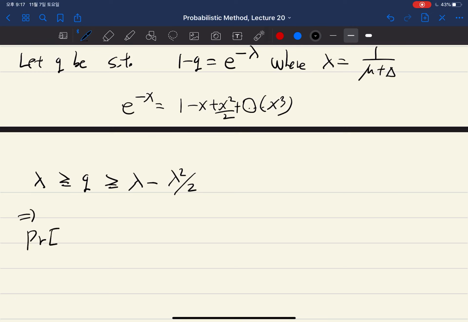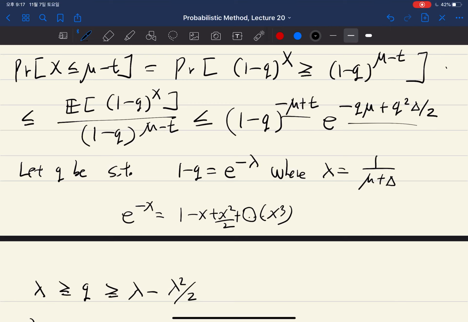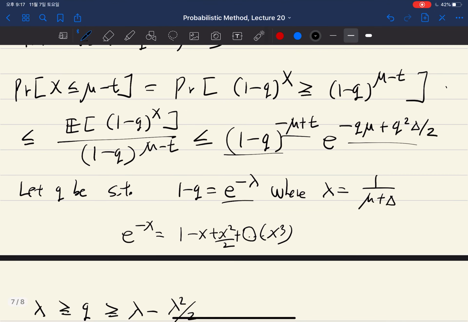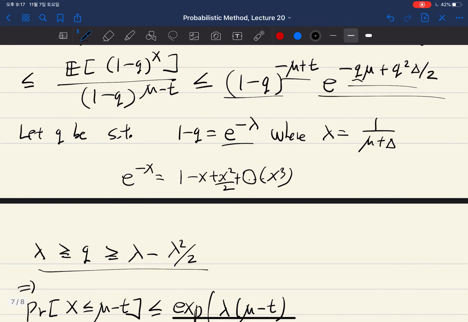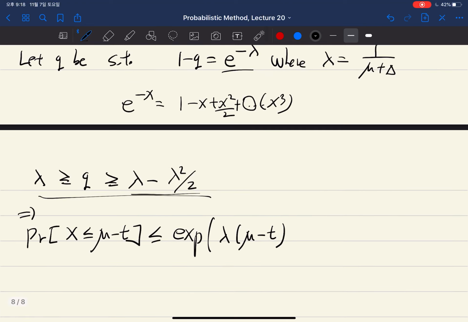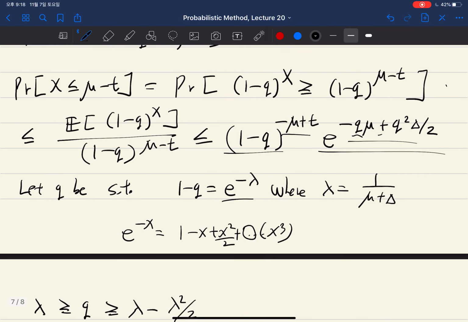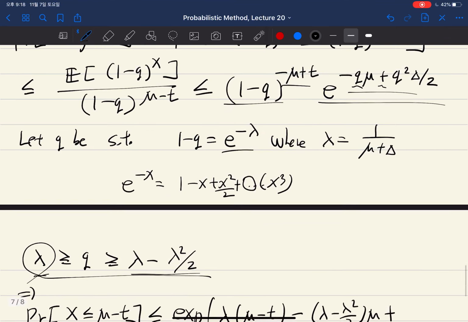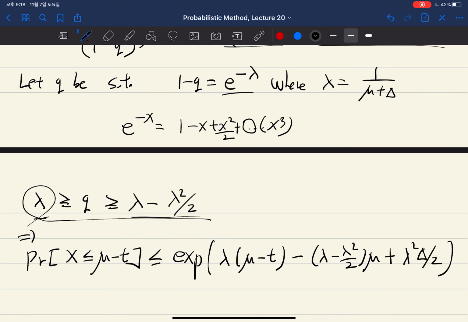Now, the probability that x is smaller than mu minus t is exponential of, here, what do we have? 1 minus q is e to the negative lambda. So if you apply that, this is lambda times mu minus t. And for this part, q is between these two, and we want to get the upper bound. There is a minus, so you take the smaller one, then you get the bigger number. So this is lambda minus lambda squared over 2, times mu plus delta. Here you have a positive, so you take this number, then you get the upper bound. So you plug in lambda, then lambda squared delta over 2. So this is the upper bound.